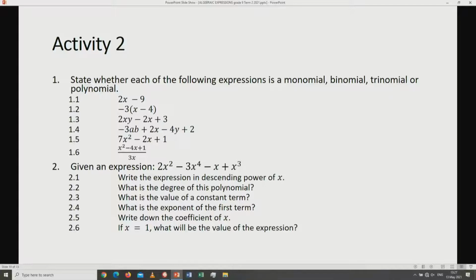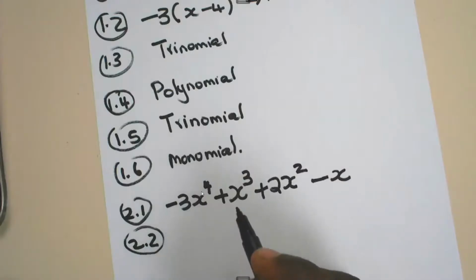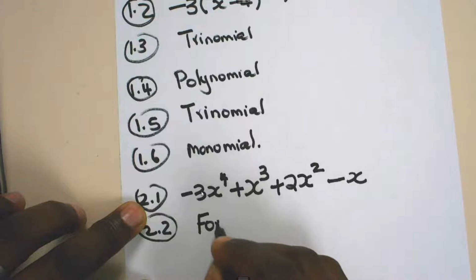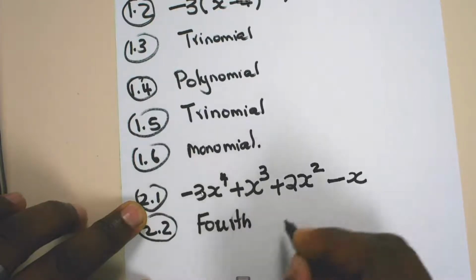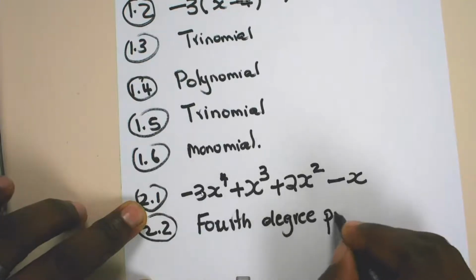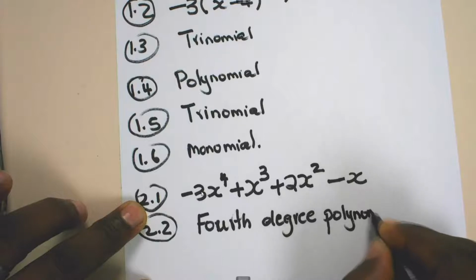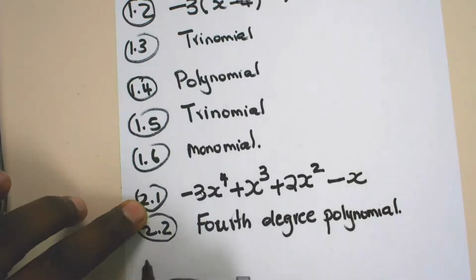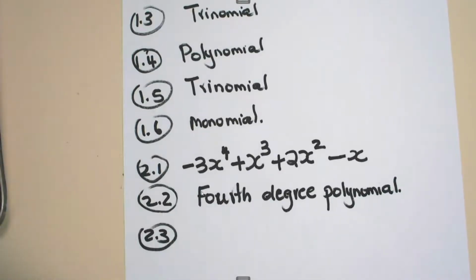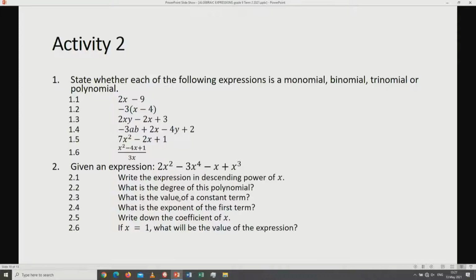So if we answer 2.2, it says, what is the degree of this polynomial? It will be the 4th degree polynomial, right? In 2.3, we are looking for what is the value of a constant term. The value of a constant term.